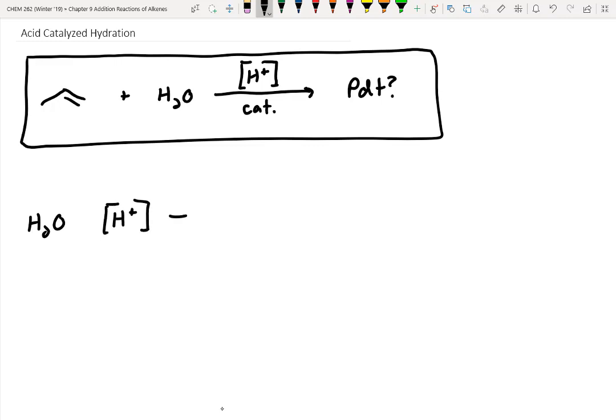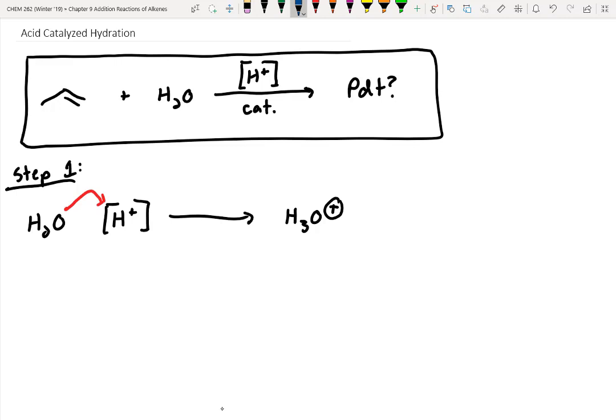Water really quickly is going to steal the proton from whatever that acid is going to be, and we're just going to make our hydronium ion. So this will be step one. All right, does anybody remember what the catalytic acids are that we often use in organic chemistry?